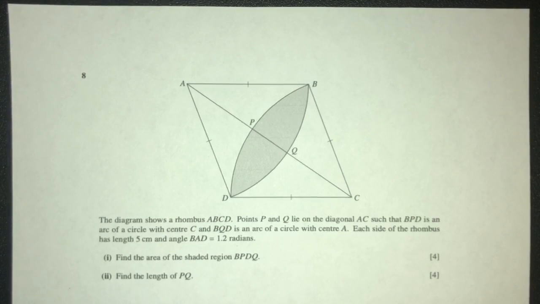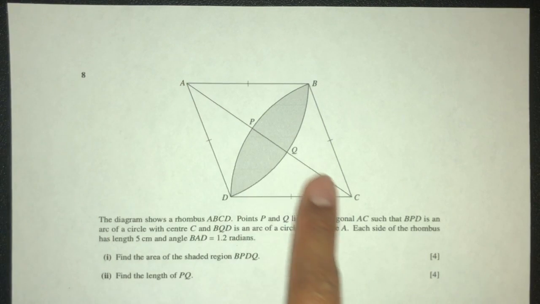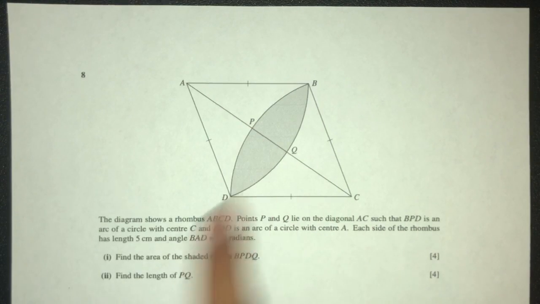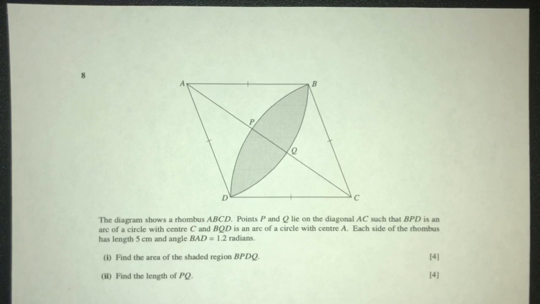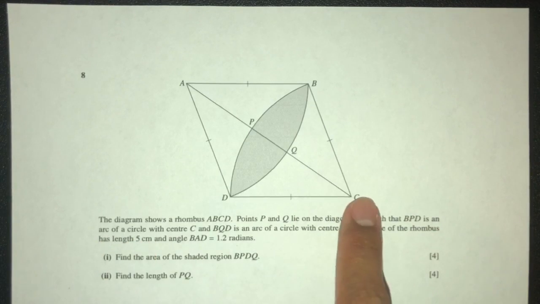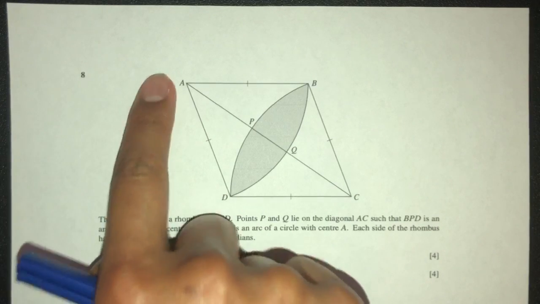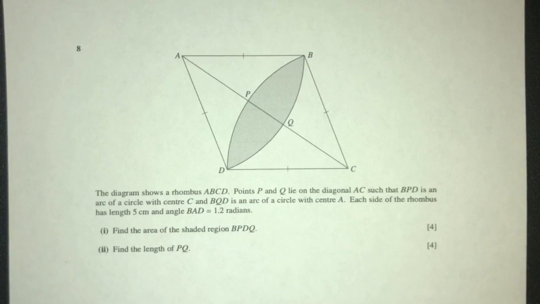The diagram shows a rhombus, A, B, C, D. The points P and Q lie on the diagonal. As you can see here, we have a diagonal, and the points P and Q lie on the line. Now, AC is such that BPD is an arc of a circle, center C, and BQD is an arc of a circle, center A. Okay, fair enough, as we can see on the diagram.